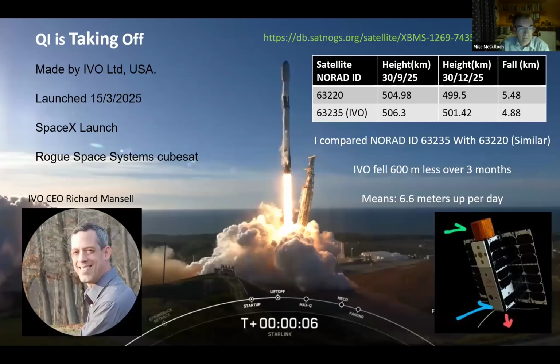And then Ivo, who did the vacuum test, they launched a CubeSat with a capacitor quantum drive on it in March. So they used a SpaceX launch, Falcon 9, I think it was, and it was a Rogue Space Systems CubeSat that they used. This is Richard Mansell, their chief executive.